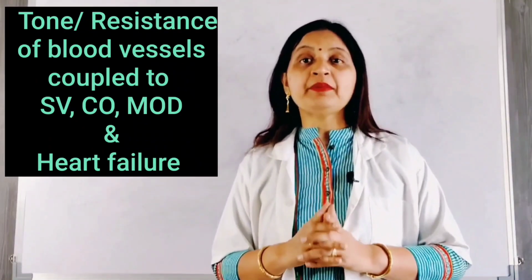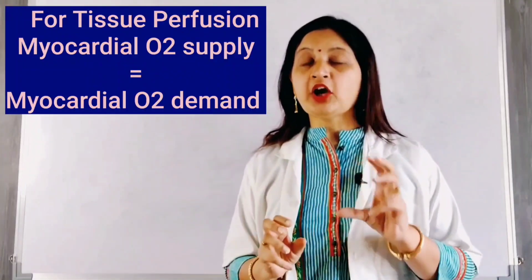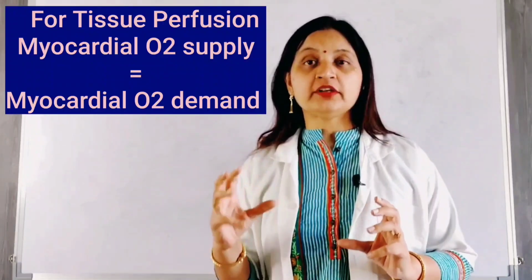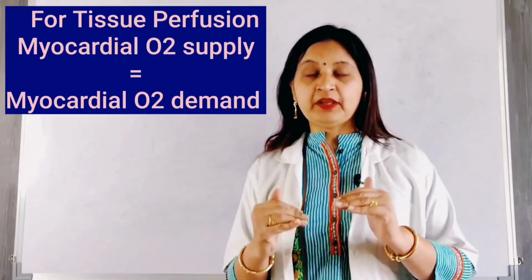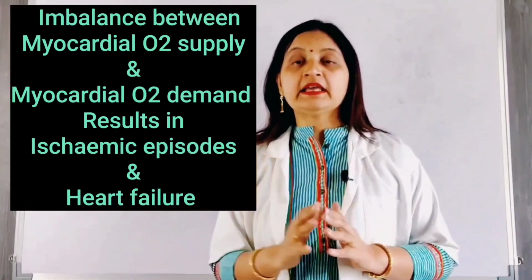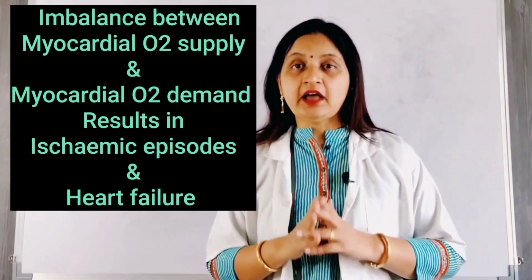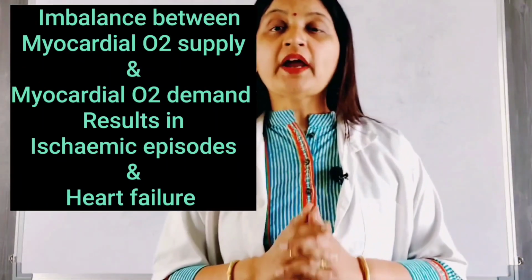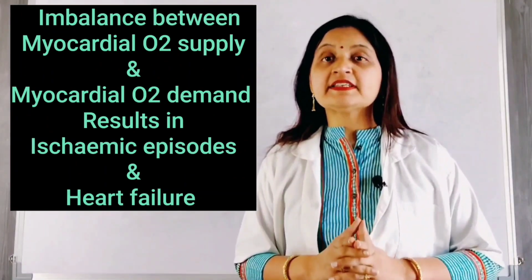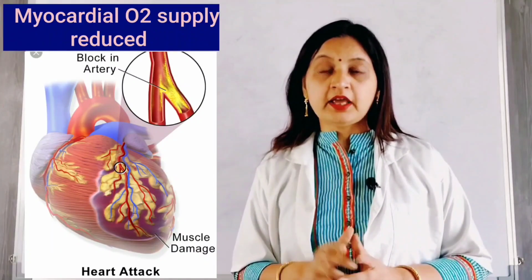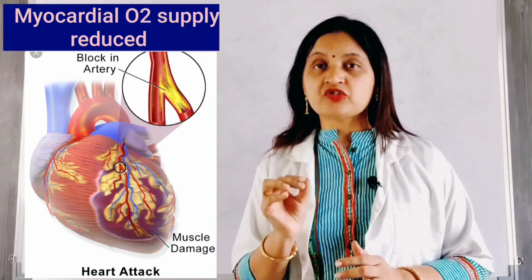So to start, in my previous lectures we have learned that for adequate tissue perfusion, myocardial oxygen supply should be carefully balanced with myocardial oxygen demand. Any imbalance between myocardial oxygen supply or myocardial oxygen demand can lead to ischemic events and heart failure. Speaking of myocardial oxygen supply, the right coronary artery, the left anterior descending and left circumflex artery maintain perfusion to the heart and control the myocardial oxygen supply.